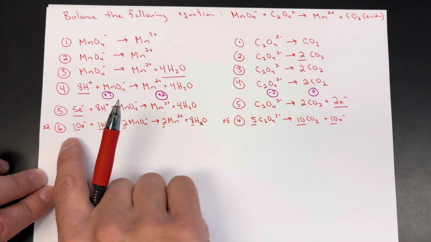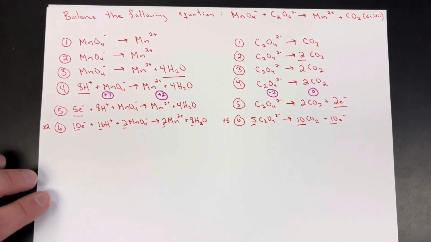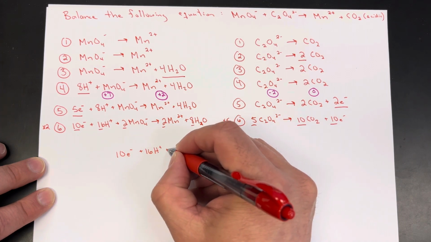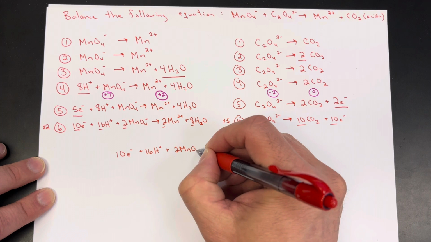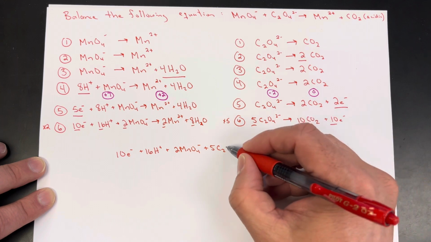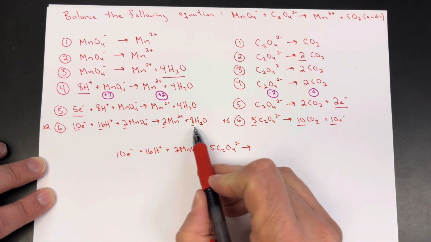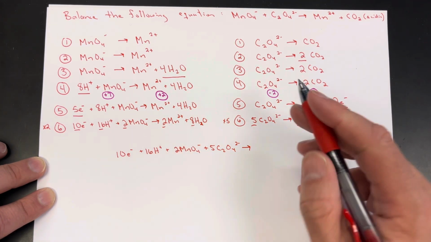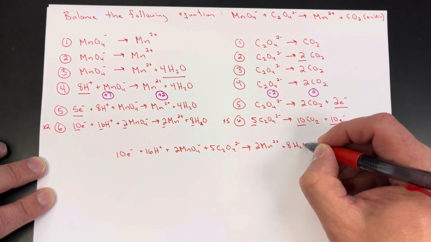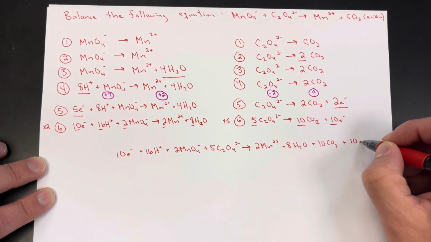When you add the reactions together, you take these reactants and put them together. That's going to look something like this: 10 electrons, 16 protons, 2 MnO4 minus, and 5 C2O4 2 minus. And then the right-hand side is going to be all the products: 2 Mn2 plus and 8 waters, and then 10 CO2 and 10 electrons.